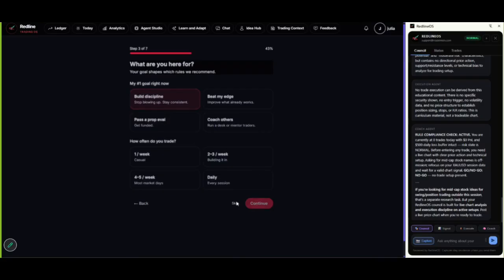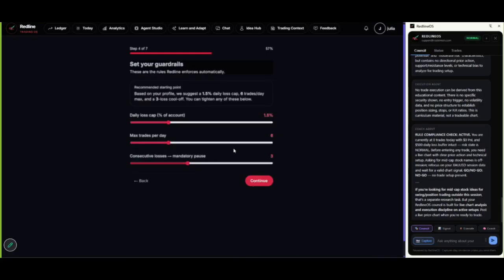But I mostly use Trade Intellect to build my discipline. So do that. Set guardrails. How much daily loss I'm willing to take on a daily basis. I'm willing to lose 2% of my account. I'm willing to take 3 consecutive losses. If I have losing trades in a row, I'm done for the day.